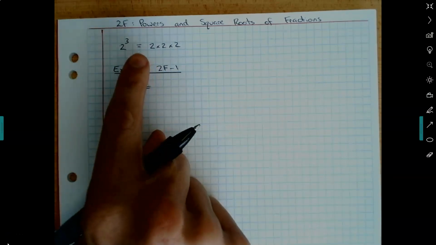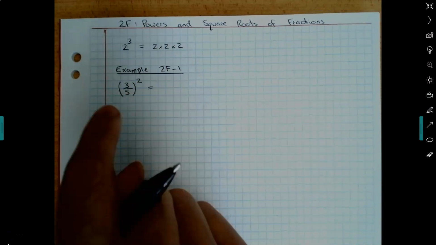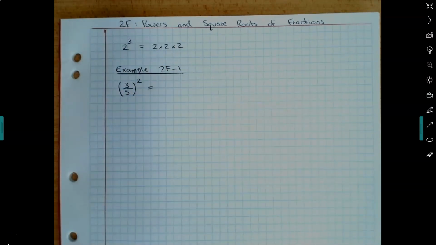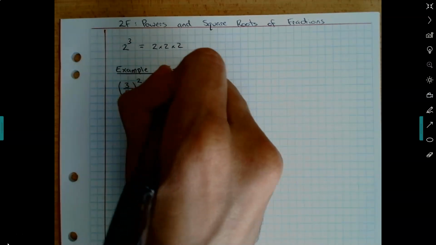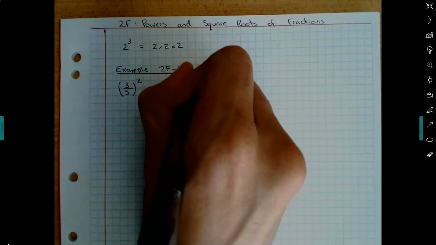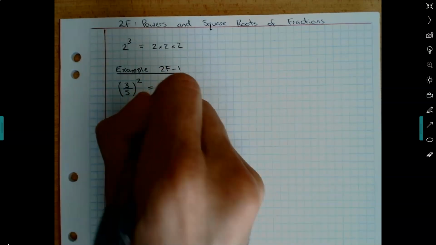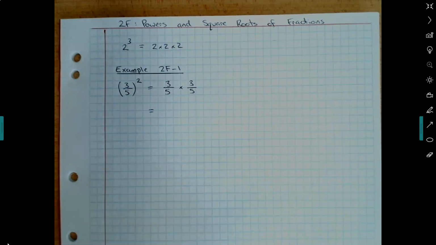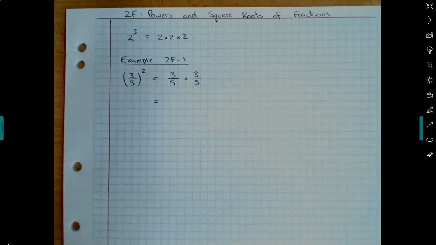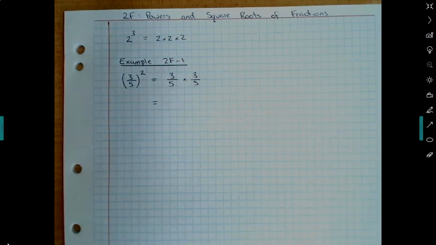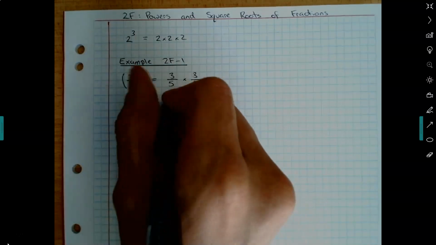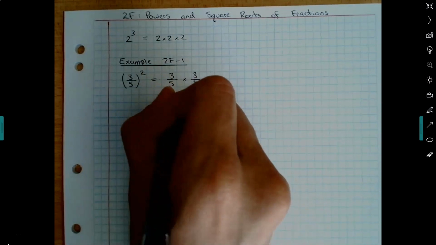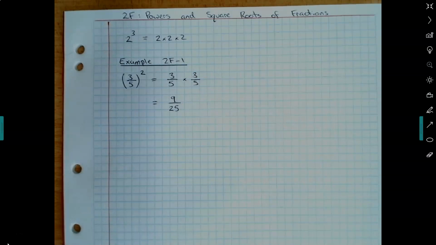Now using what we just said, if 2 to the power of 3 is 2 times 2 times 2, what is (3 over 5) squared the same as writing? Evan? Good. 3 fifths times 3 fifths. We've already learnt how to do multiplication of fractions. Is there anything that I can cancel there? No. So I just multiply my tops and bottoms, or numerators and denominators. So I'm going to get 9 over 25. That's one way to do a question like that.